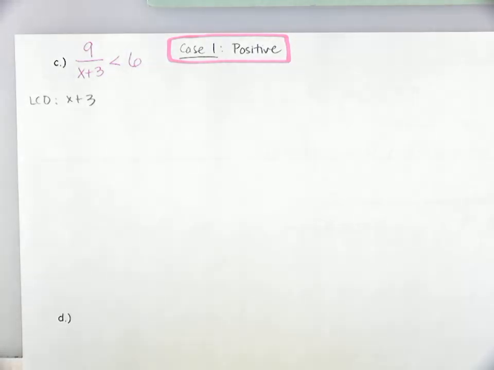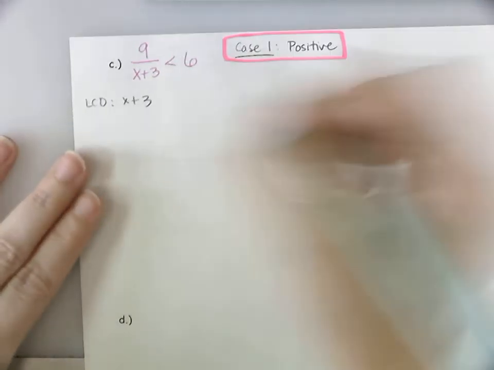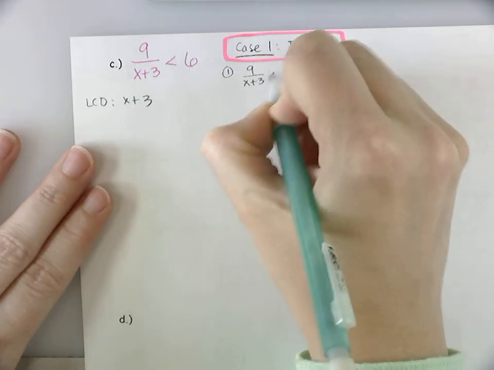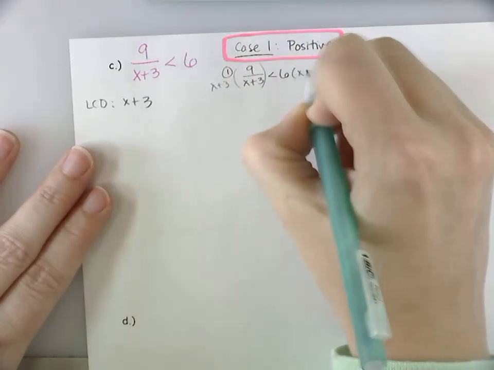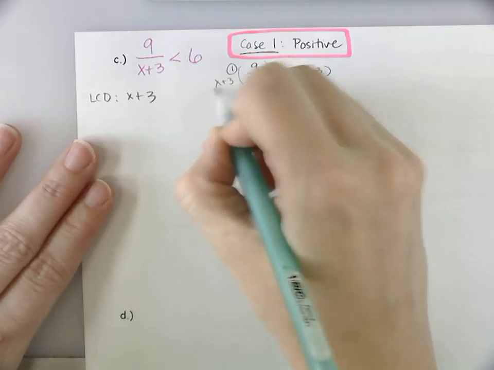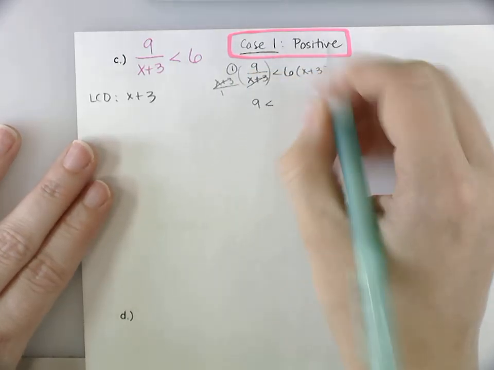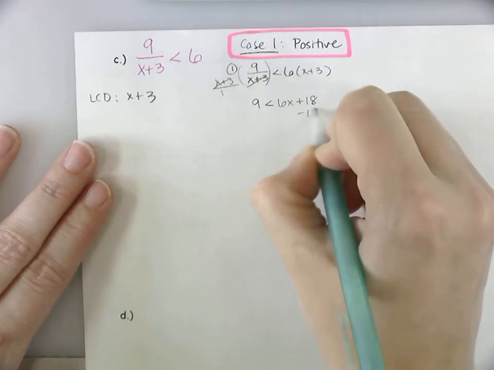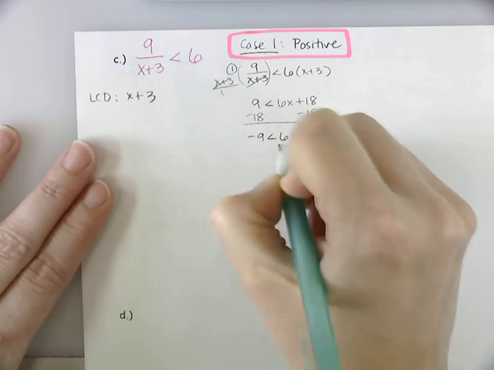Okay, we should be done with case one, just the case one part. So I'm going to go over that with you. For case one, the first step is going to be to solve. We're going to multiply each side by x plus 3, so these will cancel out. We'll have 9 is less than 6x plus 18. We're going to subtract 18. This is negative 9 is less than 6x.